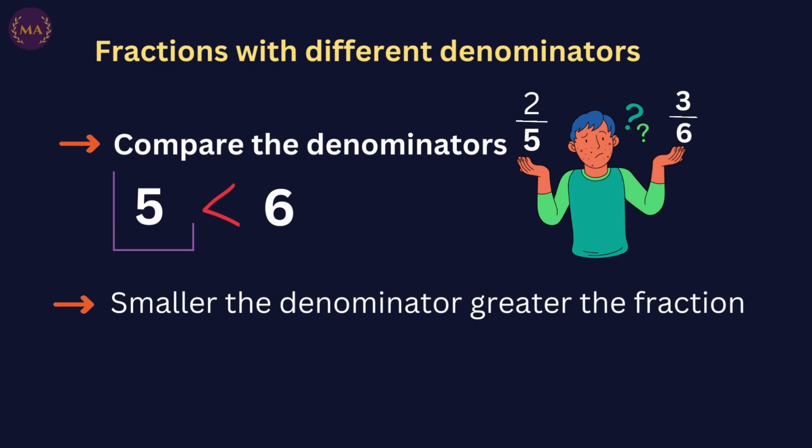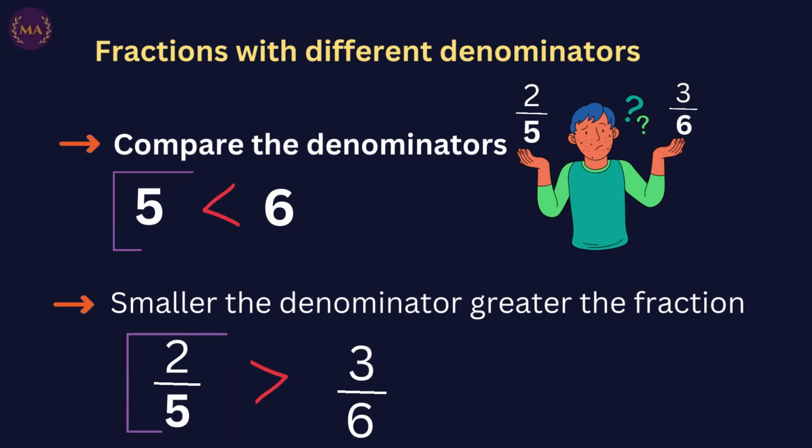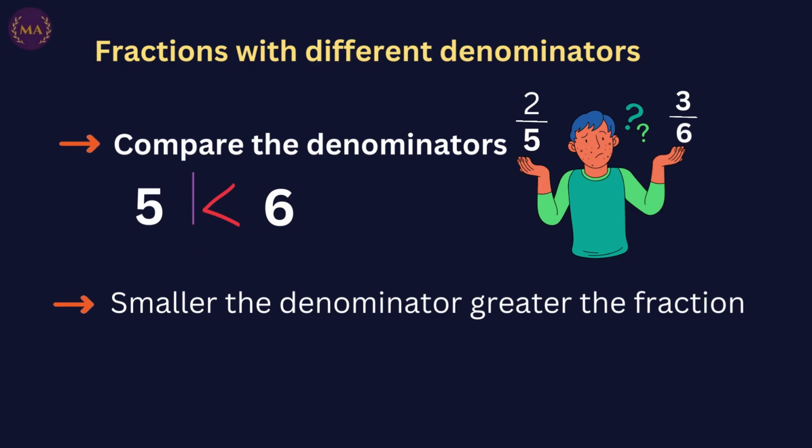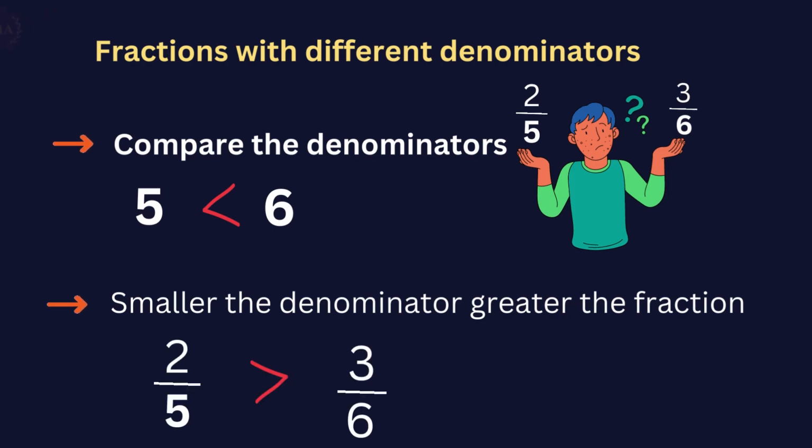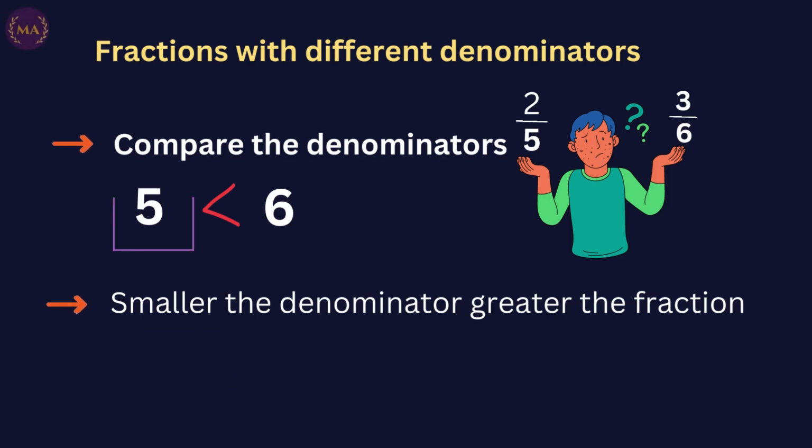Like in the simulation, we have seen that for 2 by 13, the denominator 13 was smaller than 20, right? The shaded part was more. So, smaller the denominator, greater the fraction. So, 2 by 5 will be greater than 2 by 6. We are comparing two fractions, 2 by 5 and 2 by 6. Since denominator 5 is less than 6, the fraction 2 by 5 will be greater than 2 by 6. You can just see the simulation once again to understand.